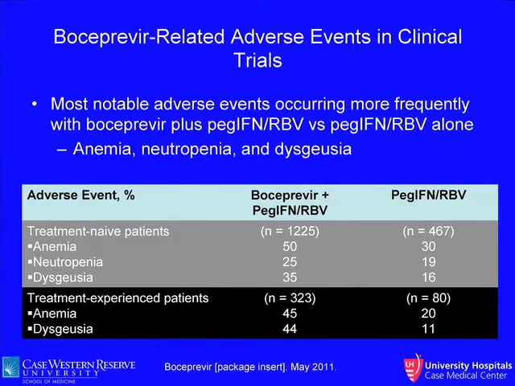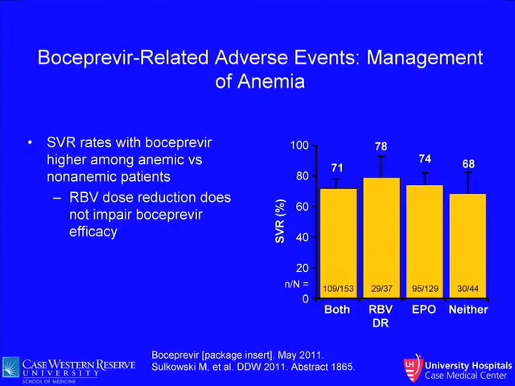Notice that anemia occurs in up to 50% of patients in the boceprevir-containing arms compared to 30% just by taking peg and riba alone. Neutropenia is more common, and dysgeusia, altered taste sensation, is more common. So not only side effects from the previous backbone of therapy, but additional side effects with the protease inhibitor. The good news is that even though you get anemia with boceprevir, the cure rates, the SVR rates, appear to be even higher among patients who become anemic than non-anemic patients.